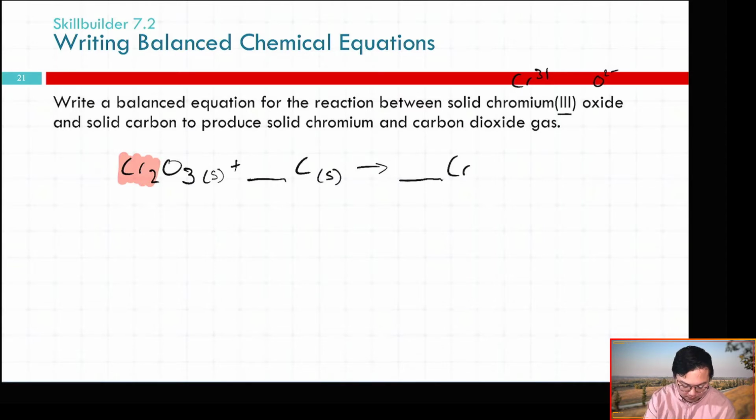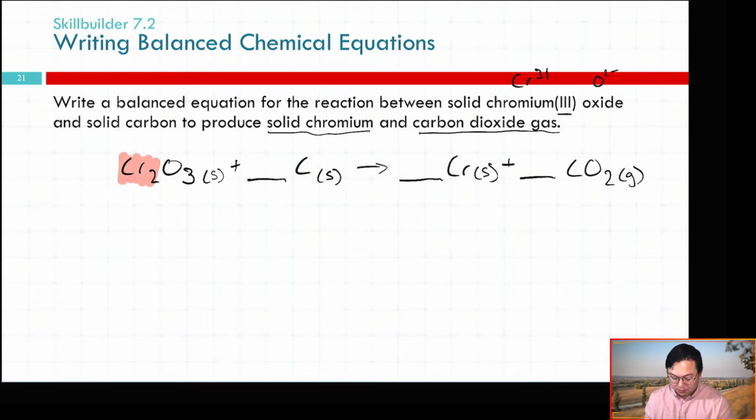Cr. And we're going to get solid chromium and carbon dioxide gas. So Cr is going to be by itself. I guess in this example they tell us exactly what we're going to get. Leave a space for a coefficient. Carbon dioxide, gas. Okay, so now we've written out our skeletal chemical equation, and we need to balance this.